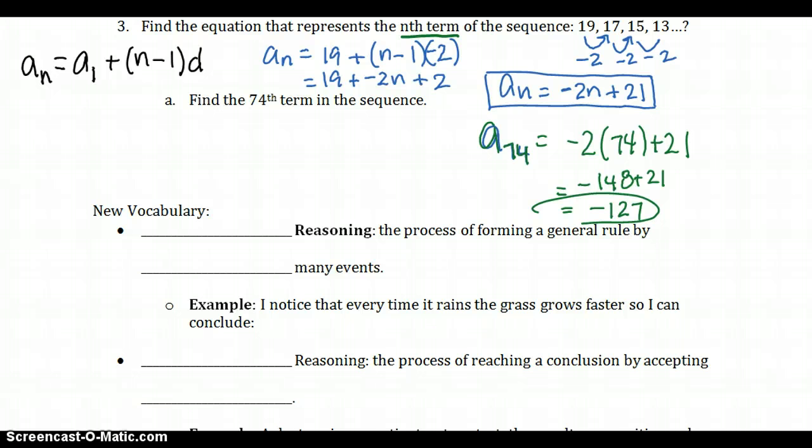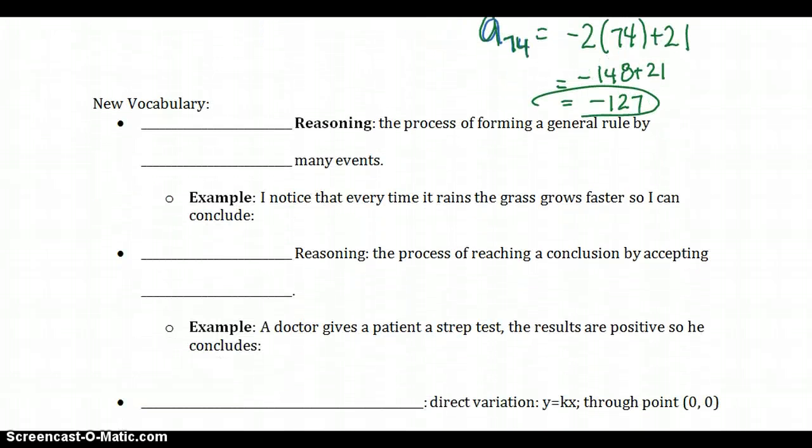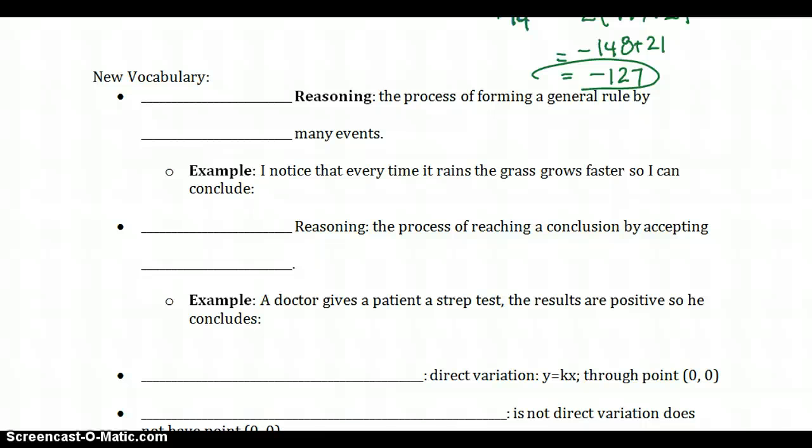Alright, now let's get into the new lesson, proportional and non-proportional relations. Alright, let's talk about inductive reasoning. Inductive reasoning is the process of forming a general rule by observing many events. For example, I noticed that every time it rains, the grass grows faster. So from that I can conclude that rain makes the grass grow.